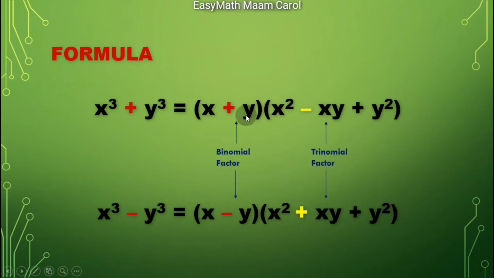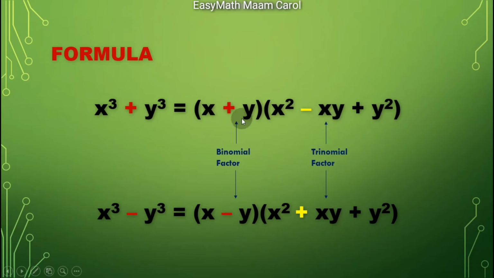Now, di ba tinawag ko yung unang factor, yung binomial factor? Bakit binomial? Kasi, dalawa yung terms niya. Isang x at saka isang y. At yung pangalawang factor naman ay trinomial factor dahil tatlo yung terms niya. So, isa, dalawa, tatlo.